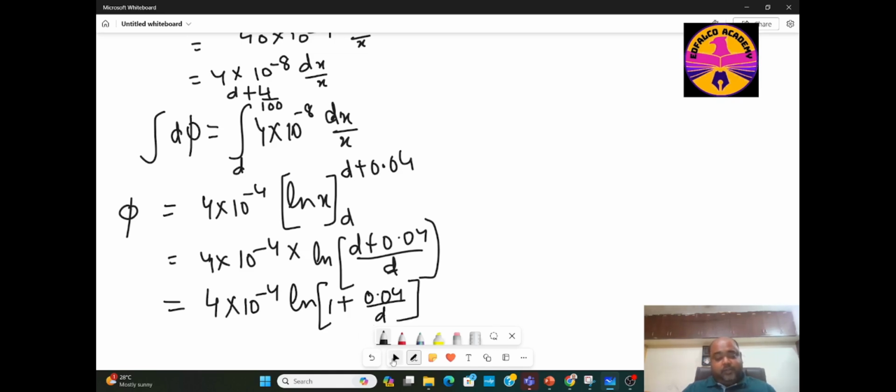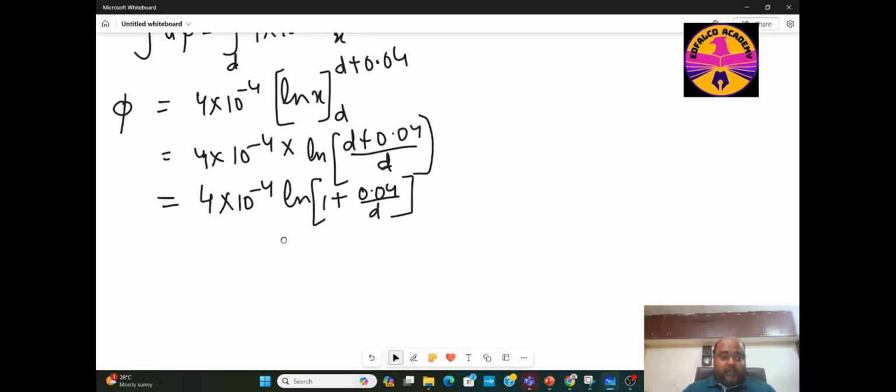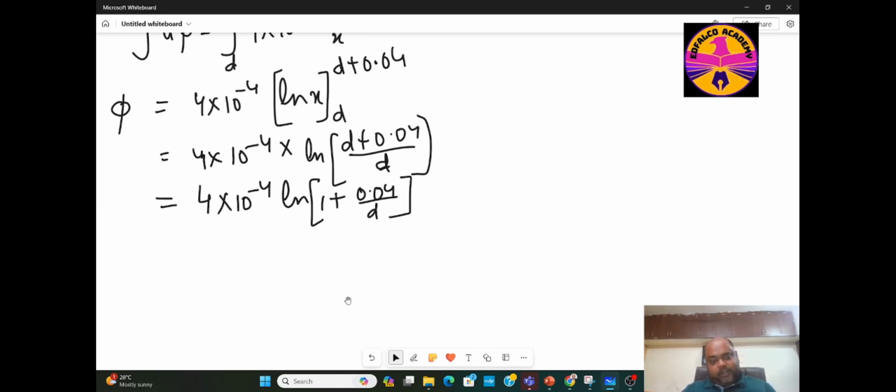Now just keep in mind that the d value also we must take in meters, because everything we are calculating in meters. We are keeping it in the SI unit. So now we have found an expression for phi, and you see that this flux is depending on the value of d. So now I have to calculate d phi by dt, because that is what is going to give me the value of the EMF.